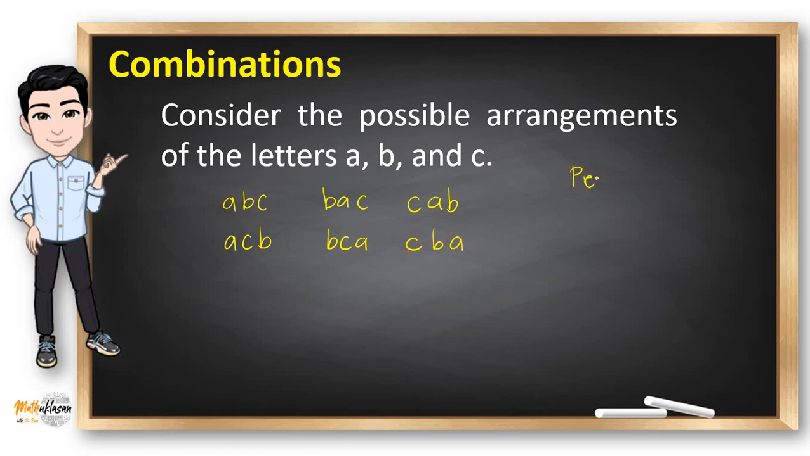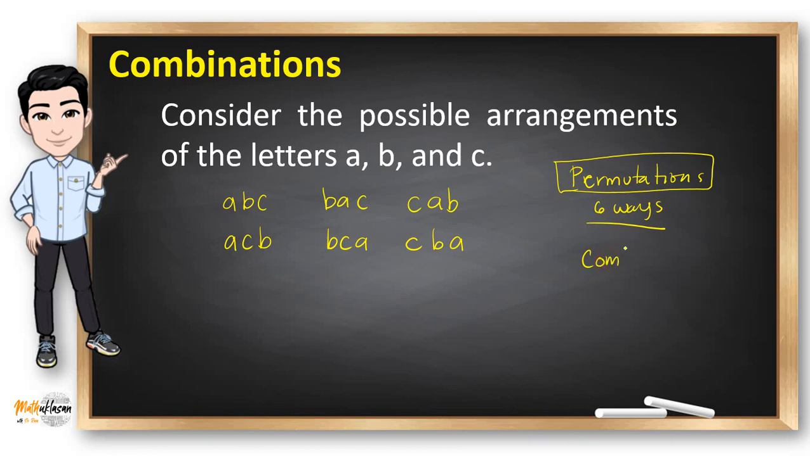Now remember that in permutation, the arrangement of the objects is important. So if we're asking for the permutation of these three letters taken three at a time, then the answer is 6. So we have 6 ways to rearrange this.